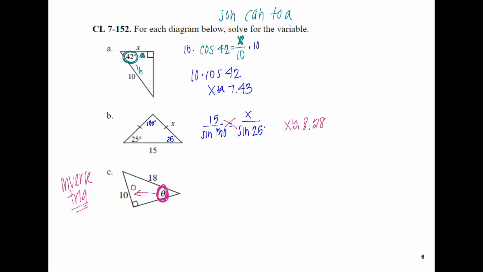This 10 is opposite of my angle. This 18 is my hypotenuse. Sine uses opposite and hypotenuse. So the sine of angle theta is equal to 10 divided by 18. So in your calculator, you are going to push the second sine button, and it's going to say sine to the negative first power. It's going to give you a parenthesis. You're simply going to type in 10 divided by 18, and it is going to tell you that theta, or the angle, is about 33.7 degrees.